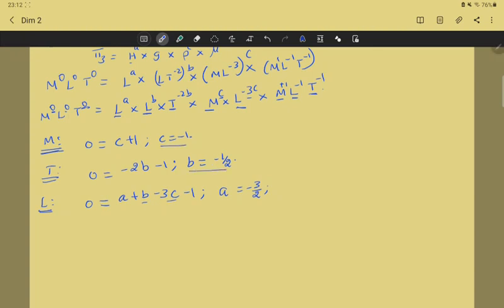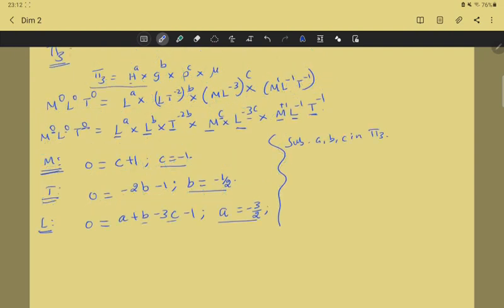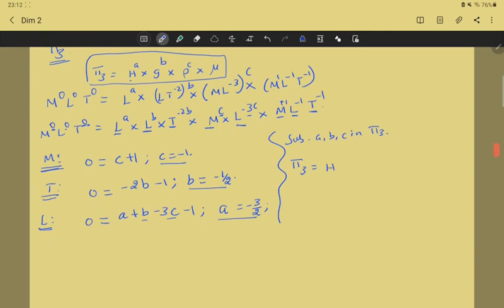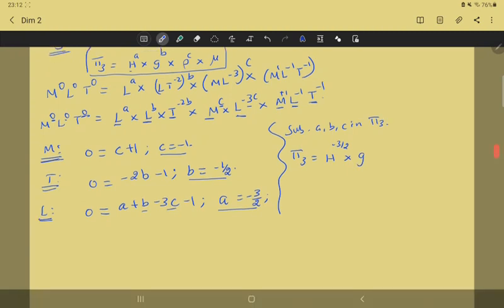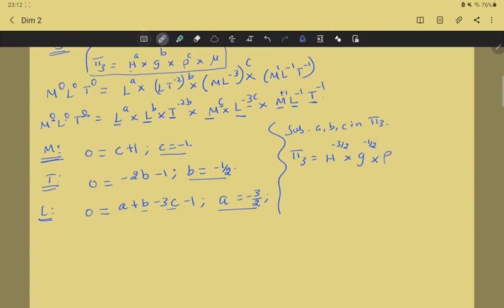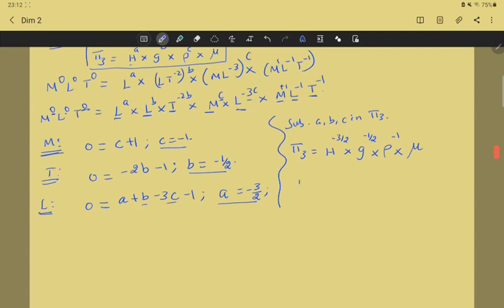Now all that we are going to do is substitute the values of a, b and c in pi 3. So pi 3 equals h power a, which is negative 3 by 2, times g power b, which is negative 1 by 2, times rho power c, which is negative 1, times mu, which is nothing but, my dear people, pi 3 equals mu on the top divided by h power 3 by 2.